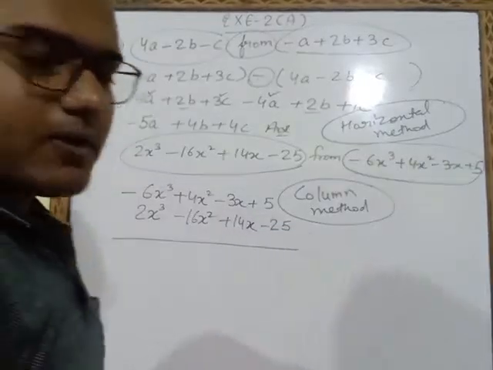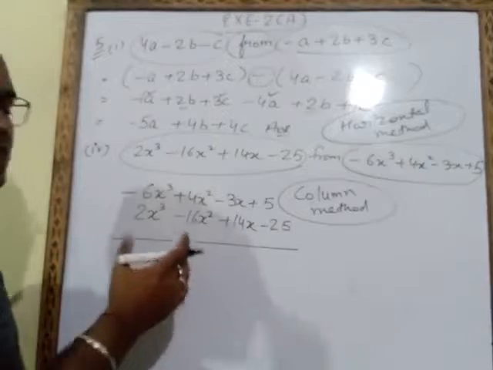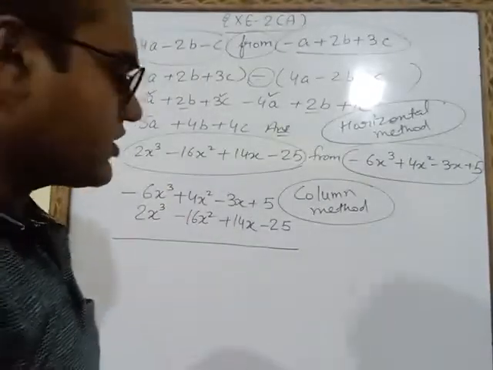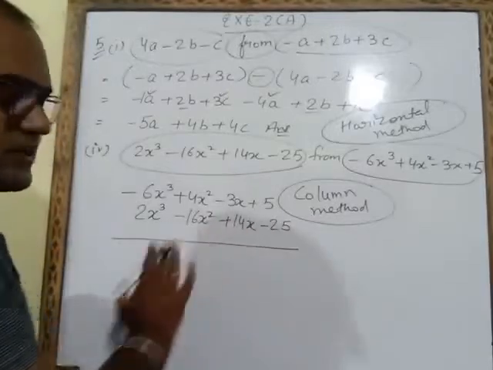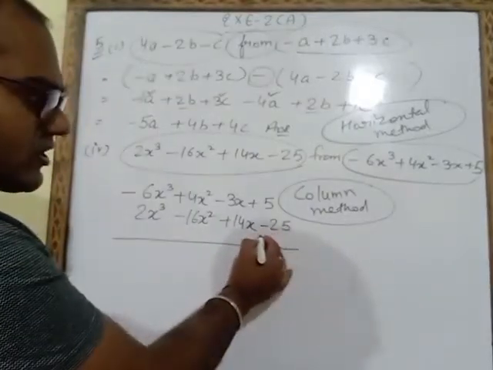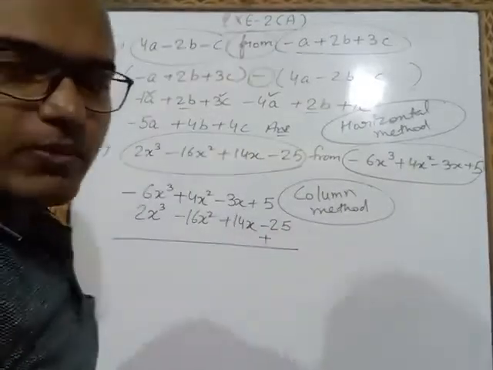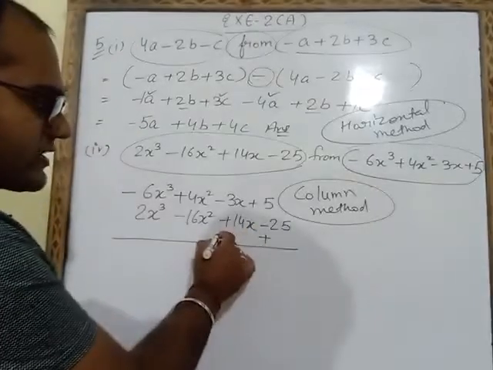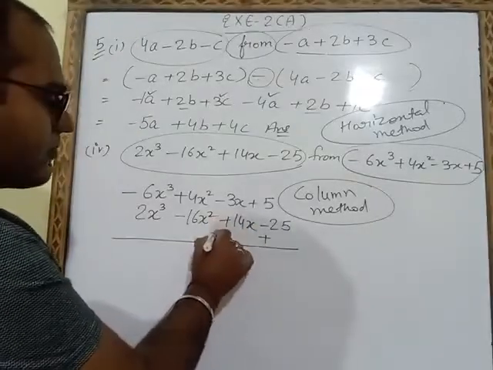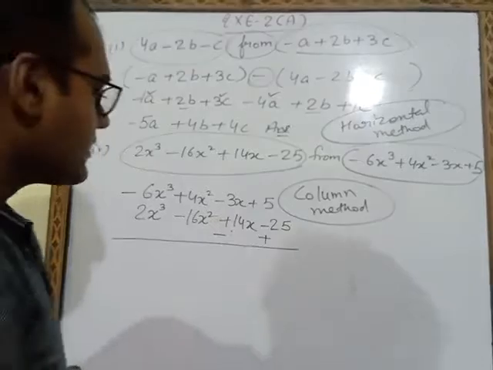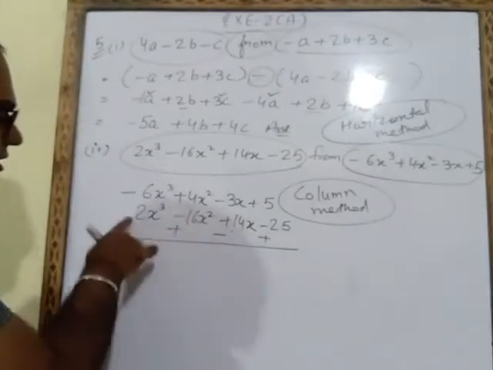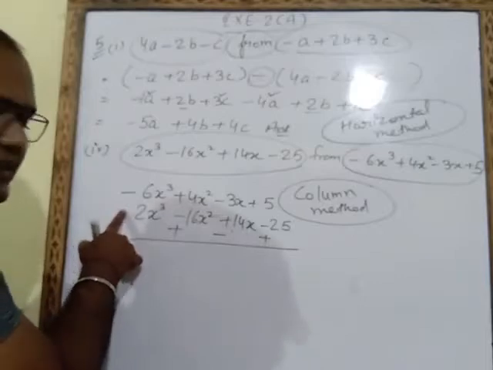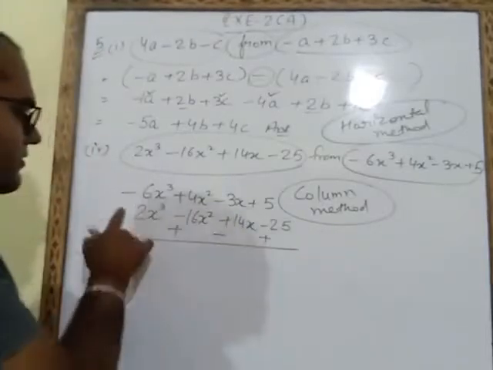Why will we give some gap? Because we have to do subtraction, and for subtraction you have to change the sign of these lower terms. This is minus 25, we will change the sign, plus we will take. Plus 14x, we will change the sign, minus we will take here. This is minus 16x square, we will change the sign, plus we will take. Here no sign is given, that means this is a plus number, we will change the sign and we will take minus.